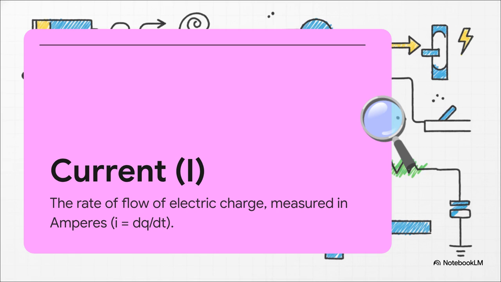Represented by the letter I, current is the rate of flow of that electric charge. Mathematically, our sources define it as dq over dt, which is just a fancy way of saying the change in charge over the change in time. If you think of charge as water sitting still in a reservoir, current is the steady flow of that water rushing through a pipe. We measure this flow in amperes. 1 ampere simply means exactly 1 coulomb of charge is being transferred every single second.